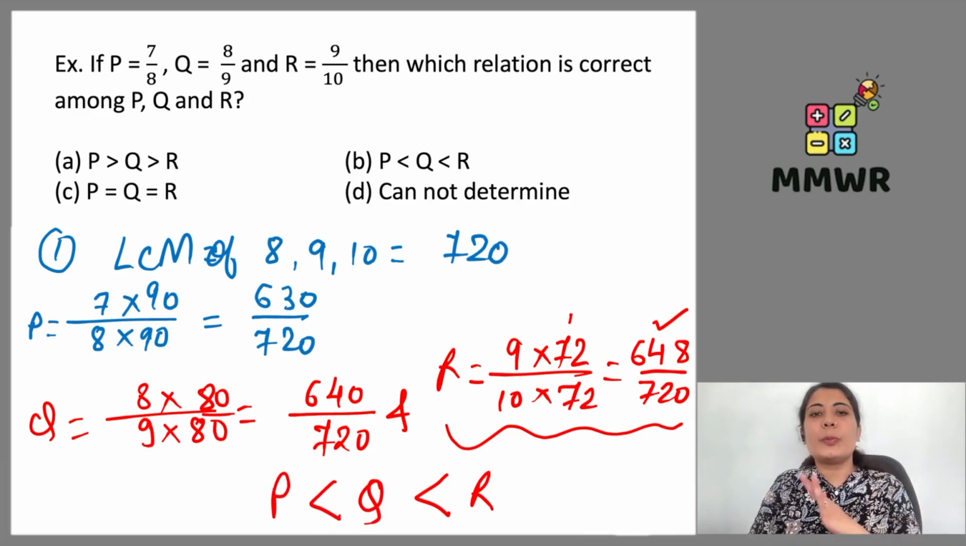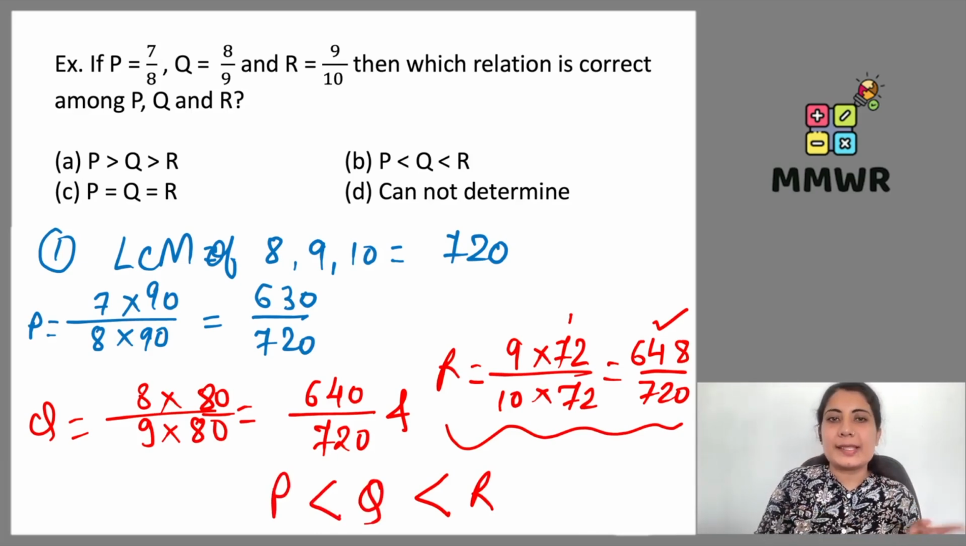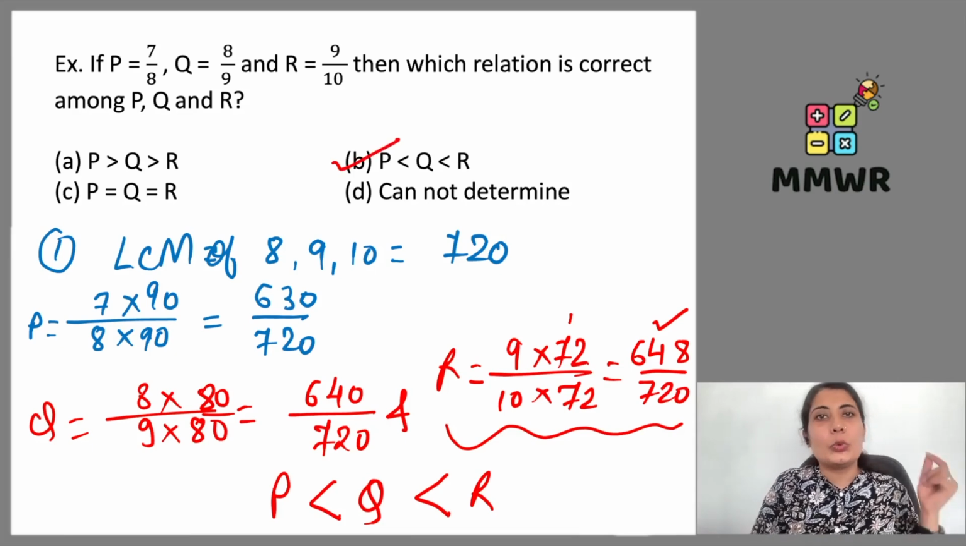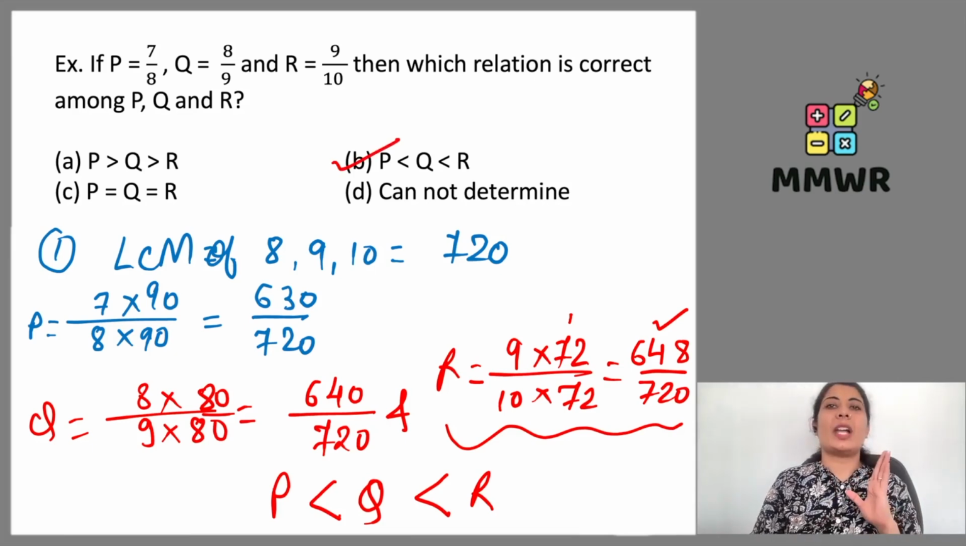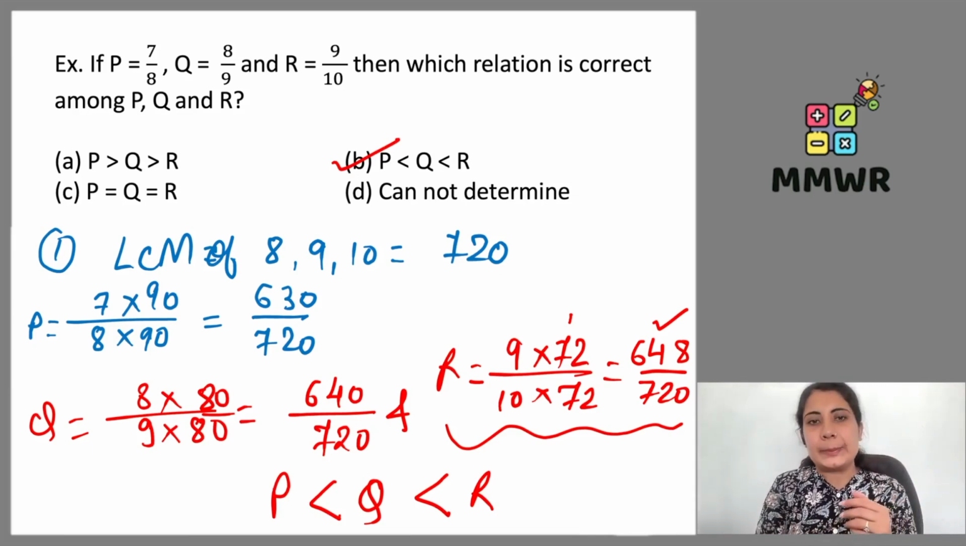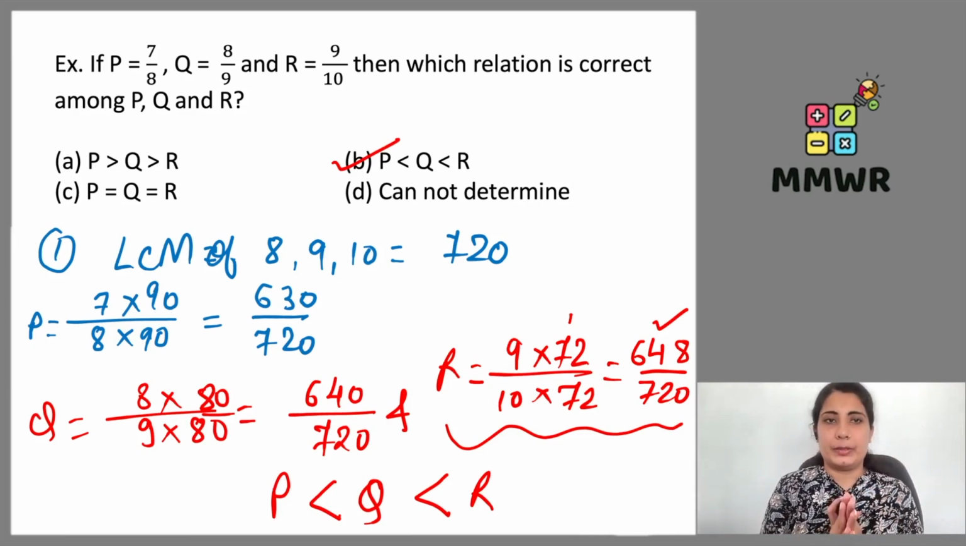So the sequence for PQR is going to be P is the lesser one, smallest one, Q is the middle one, and R is the greatest one. R सबसे बड़ा है, उससे छोटा Q, सबसे छोटा P. So this way we can compare with the help of the first method.